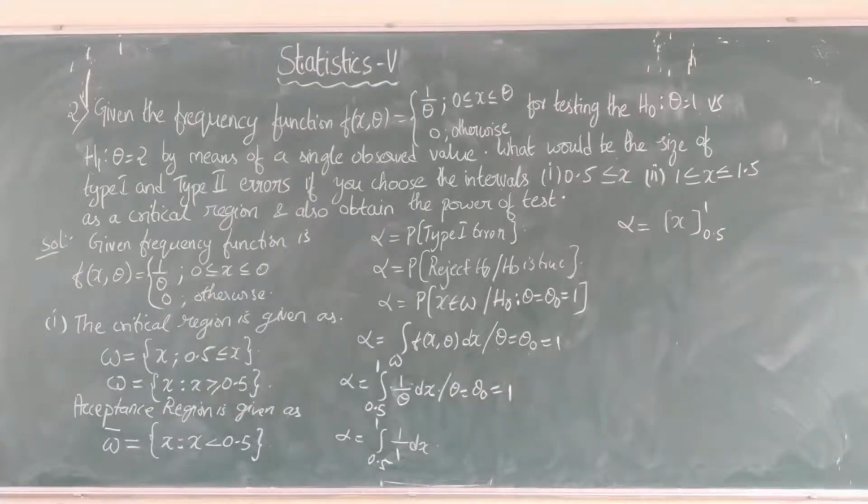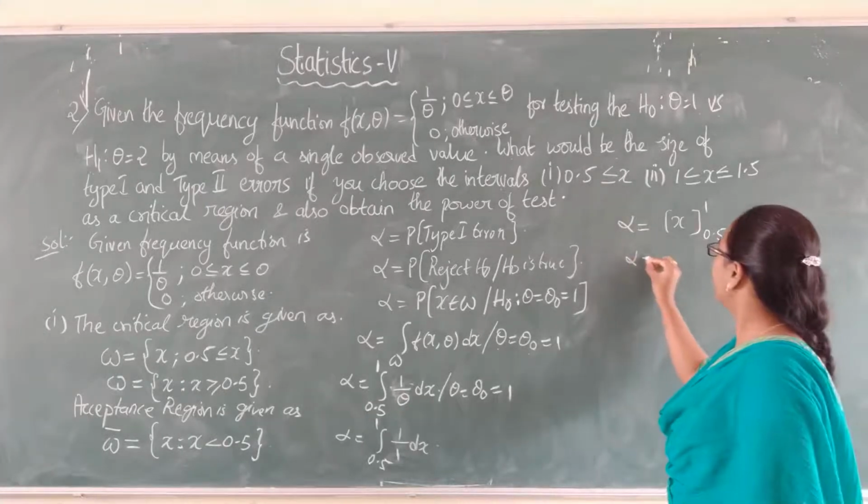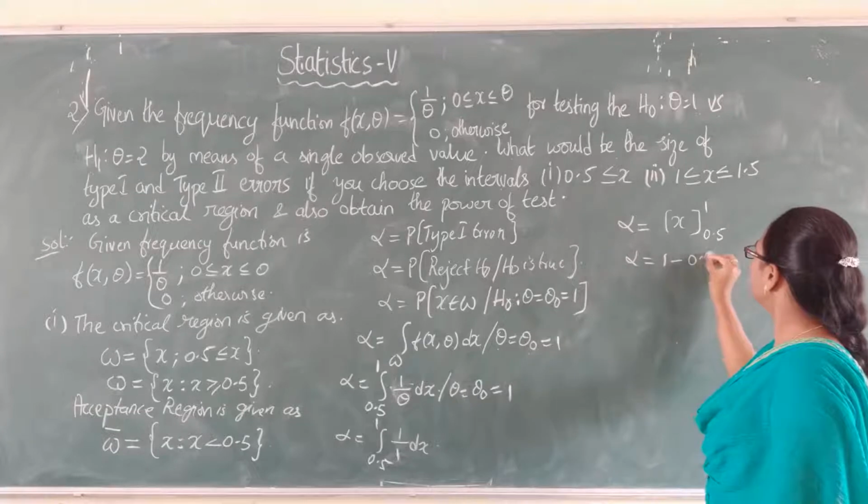What is the upper limit? Upper limit is 1, lower limit is 0.5. So alpha equals 1 minus 0.5.